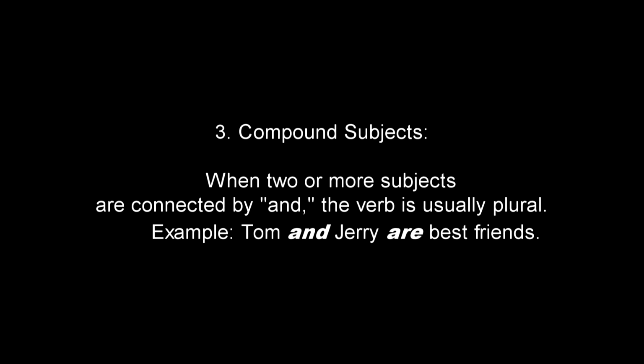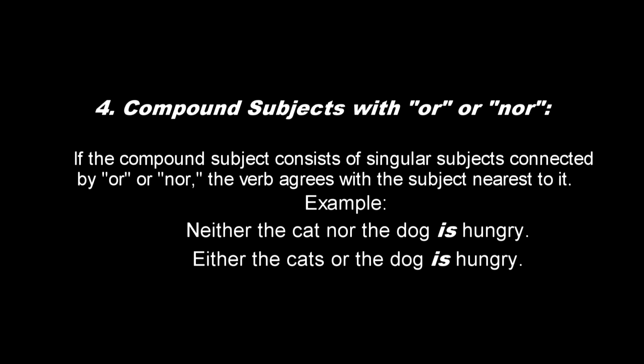3. Compound subjects. When two or more subjects are connected by "and," the verb is usually plural. Example: Tom and Jerry are best friends. 4. Compound subjects with "or" or "nor." If the compound subject consists of singular subjects connected by "or" or "nor," the verb agrees with the subject nearest to it. Example: neither the cat nor the dog is hungry; either the cats or the dog is hungry.